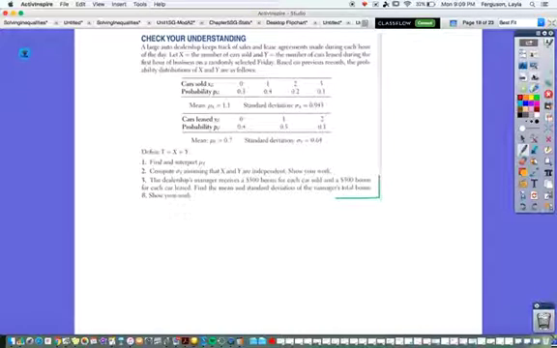So first we want to define that T equals X plus Y. So T being the total of cars that were handled at the dealership for that day, and the X and the Y being the sales and the lease agreements, and the total of that, adding those together. So the first thing we have to do is find and interpret the mean of T.